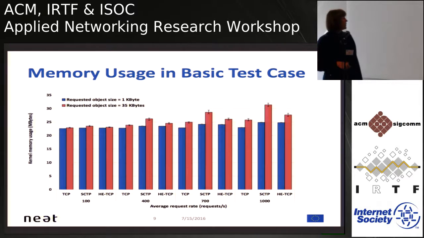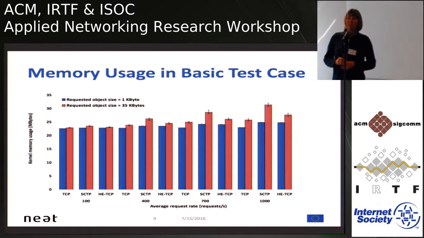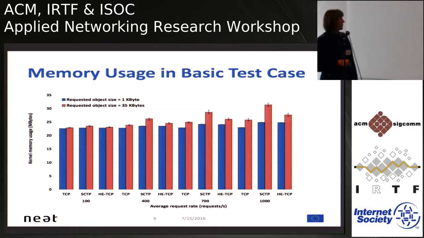Next slide, please. On this slide, we have the memory usage. On the y-axis now is the kernel memory usage. On the x-axis, we have the same things as in the previous graph, the different loads, and the 3 situations with TCP, SCTP, or happy eyeballs TCP. We can see, as compared to the CPU load, the impact on memory already in this very basic test case is quite limited. We don't see a big difference between the pure TCP or the happy eyeballs TCP, and we can see that, similar to the CPU load, SCTP consumes a bit more memory.